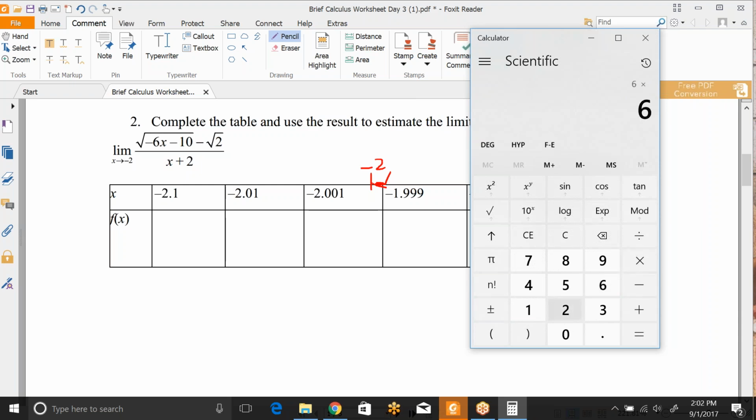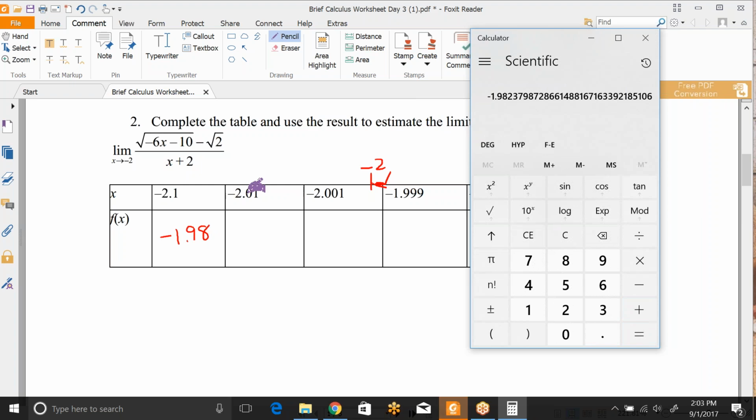So I'm just going to do 6 times 2.1 since we know that ends up positive. Minus 10, square root that, and then minus the square root of 2. Hit enter, and then divide by parentheses. It's going to be 2.1 is negative, and then plus 2. Well, we'll make it a negative 2, so that'll cancel that out. So then that makes this negative 1.98.